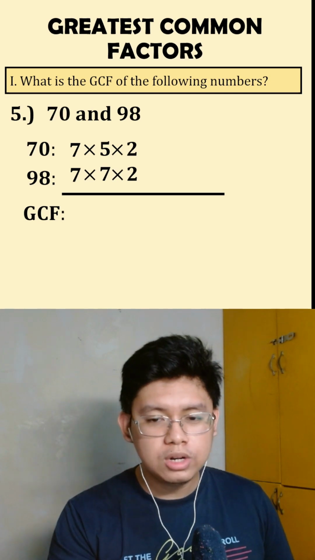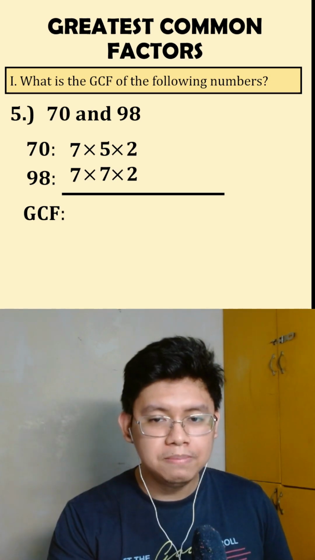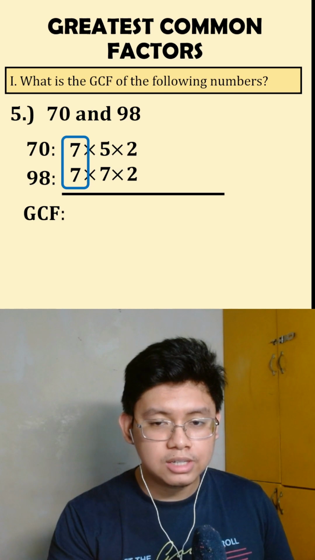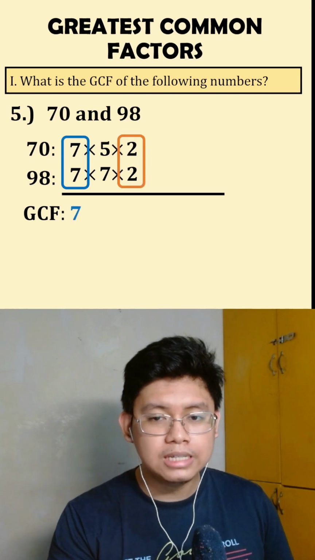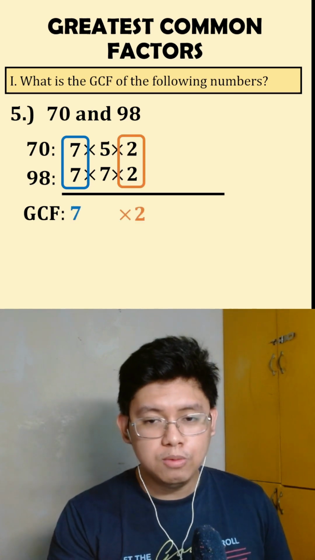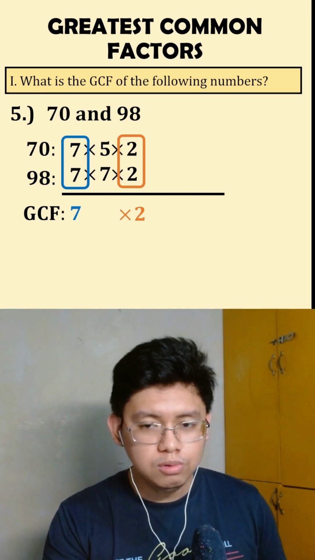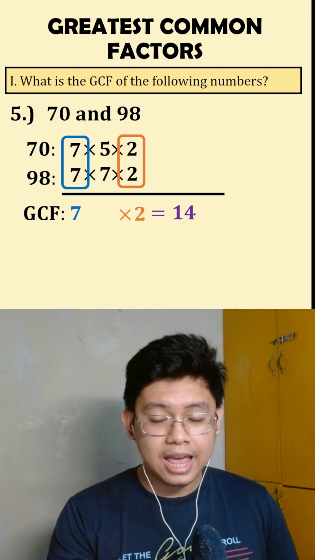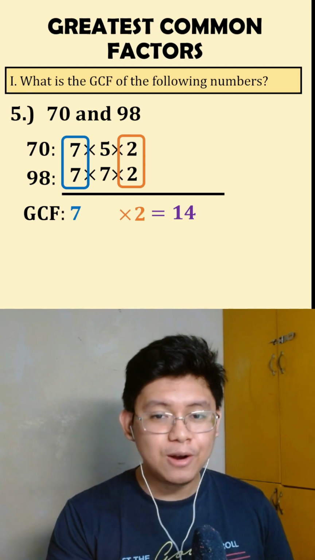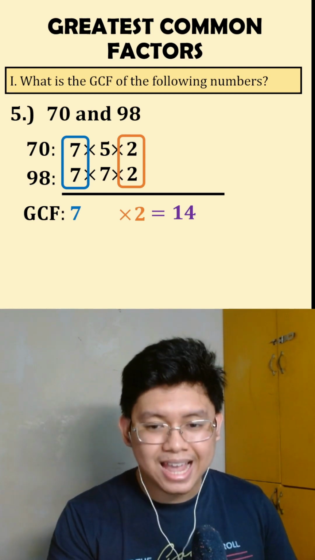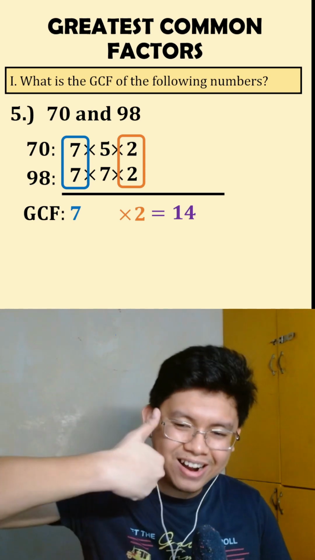Okay. So, kunin natin yung common factors nila. So, meron tayong common factors na 7, common factor na 2. So, multiply natin yung ating mga common factors. So, 7 times 2 will be 14. And that will be the greatest common factor of 70 and 98. And that's it! Tada! Alright.